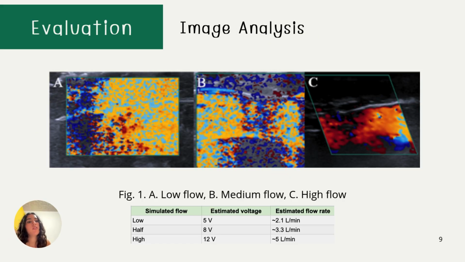In the following images, the artery can be seen with stenosis at different flow rates. We had three types: high, medium, and low, and the difference in colors and intensity indicates that the changes are visible. In the table, we can see the voltages for each flow rate and an estimate of the flow rate, taking into account that our pump has a maximum of 12 watts.